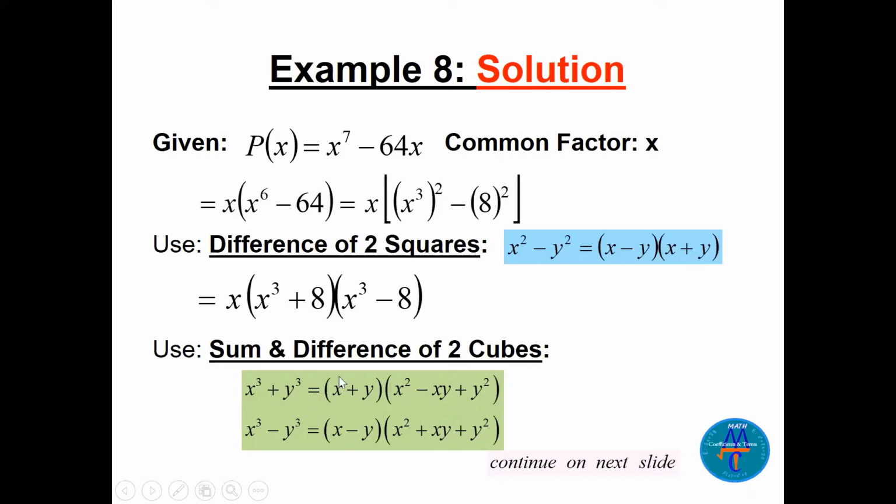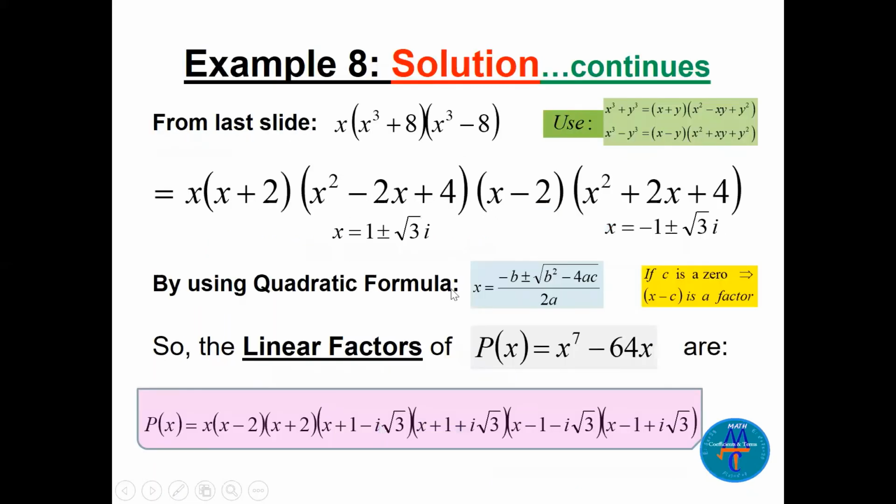This is easy. We have two formulas from the factoring: sum of two cubes, difference of two cubes. You can continue and factor each one. Now we have a big bracket here from the cube, x squared minus 2x plus 4. We need to use the quadratic formula because we cannot factor this. So if you use the quadratic formula here, you get x equals 1 plus or minus square root of 3i.